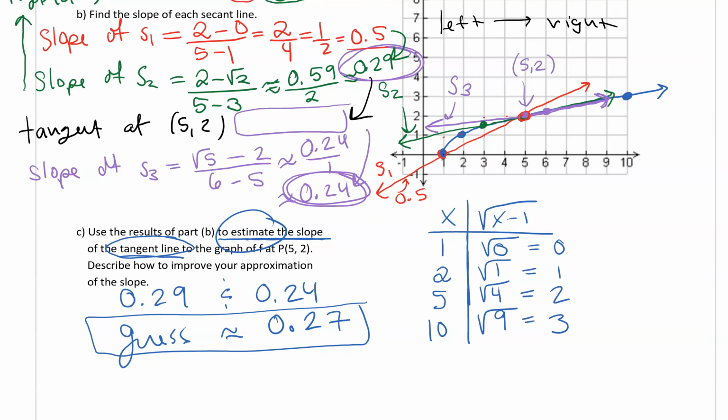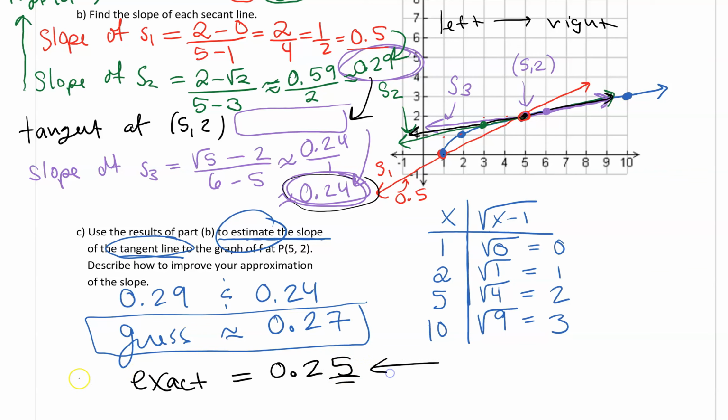Well, it turns out that the exact slope of the line, somewhere between the green and the purple, the exact slope happens to be 0.25. So really close to the slope of this line that connects 5, 2 and 6 comma rad 5. Very close. In fact, visually you can see they almost look the same. It's just a tad steeper, just a little bit steeper than that third secant line.